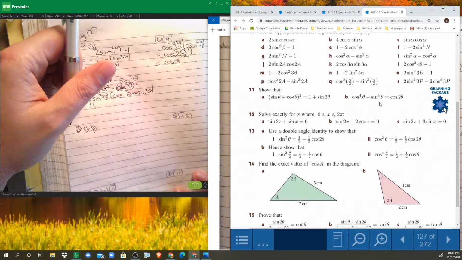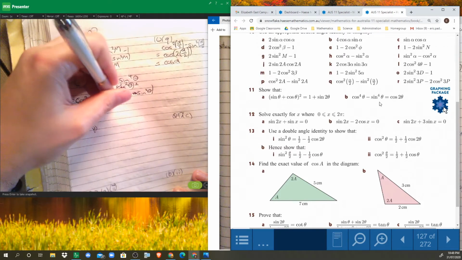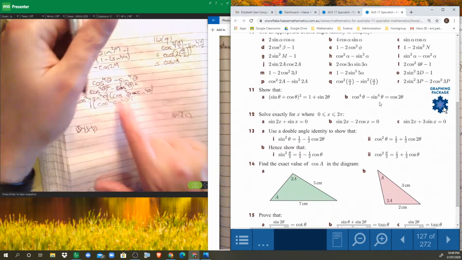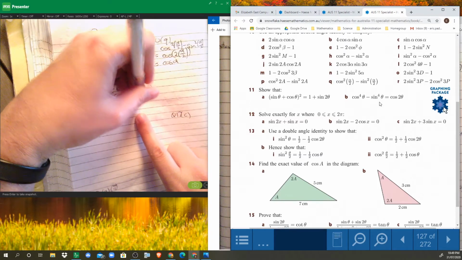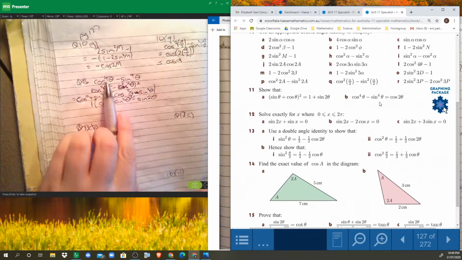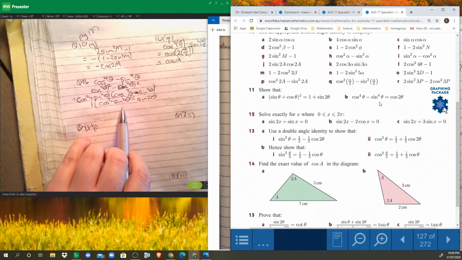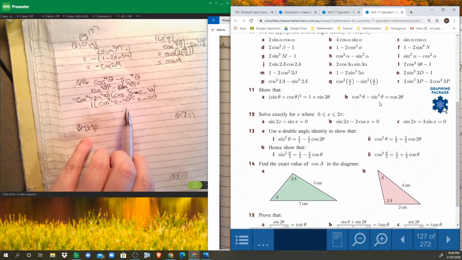Cosine squared theta minus sine squared theta, just 1 times that, and that's actually the double angle for cosine, so it is cosine 2 theta. Like with higher powers, I imagine, if you keep going up in powers of 2, that might be a common pattern. You just end up back at the double angle. All right, so we've shown that.